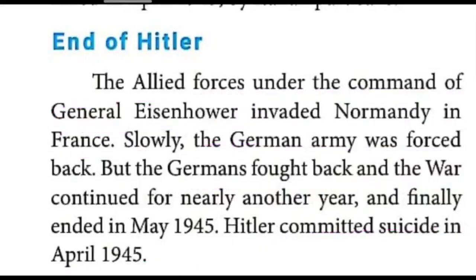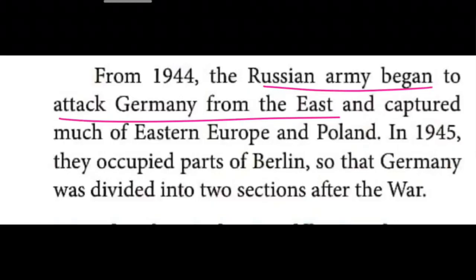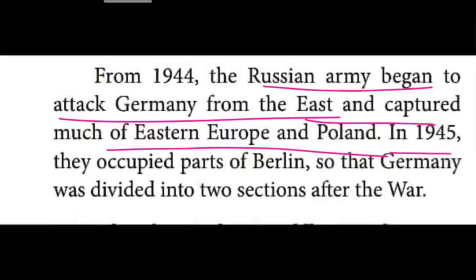From 1944, the Russian army began to attack. From 1944 onwards, the Russians also started to attack Germany from the east, and captured much of Eastern Europe, Poland, everything, the Russians captured. So this is very important, children. In 1945, Russians occupied parts of Berlin. Berlin, in the sense, that's the capital of Germany.